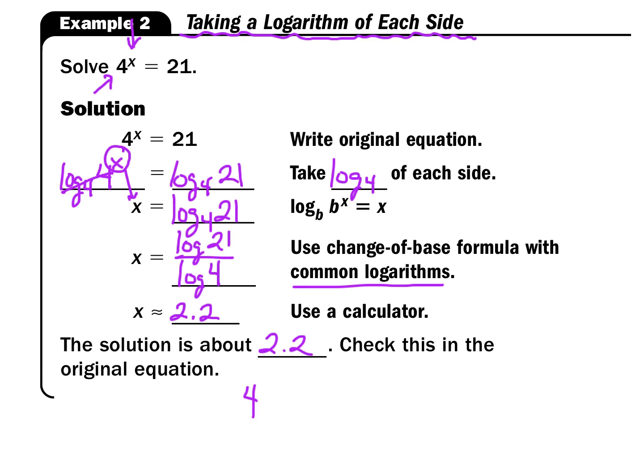So 4 to the 2.2 power is equal to approximately, when I do that on the calculator, I get 21.11, which is close enough to 21 that I can reasonably assume that this is accurate.